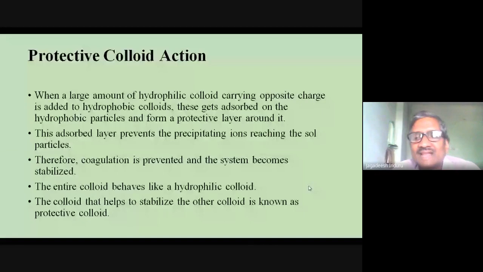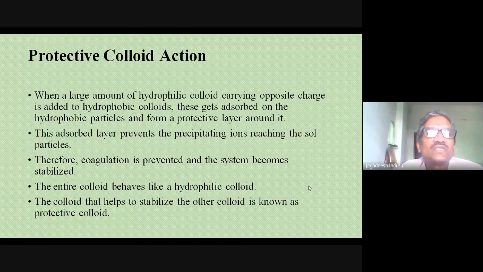Now, can we use a hydrophilic colloid for protective action? This is the last part of your journey of learning this concept, the protective action of hydrophilic colloid. Till now we have seen stabilization and destabilization. Now we are going to see the protective action of using one colloid for another colloid.